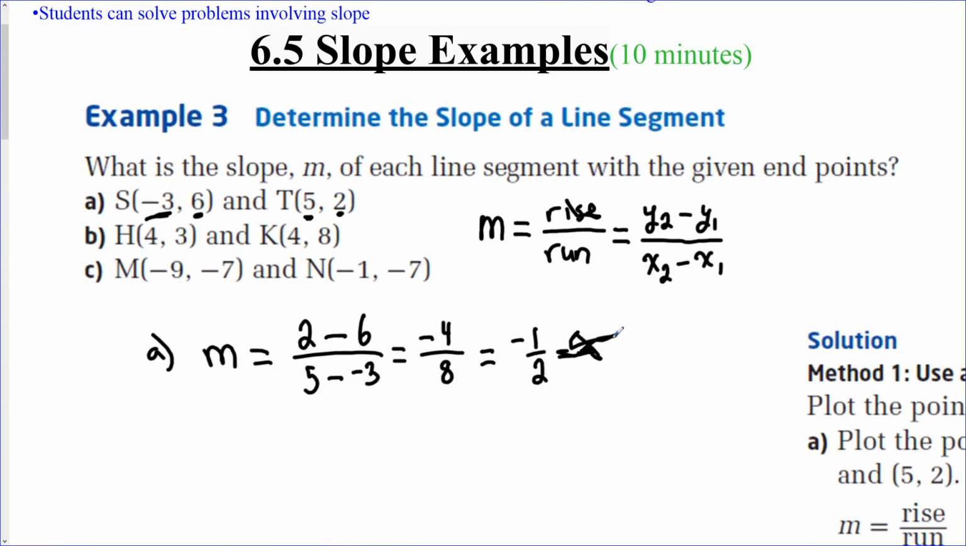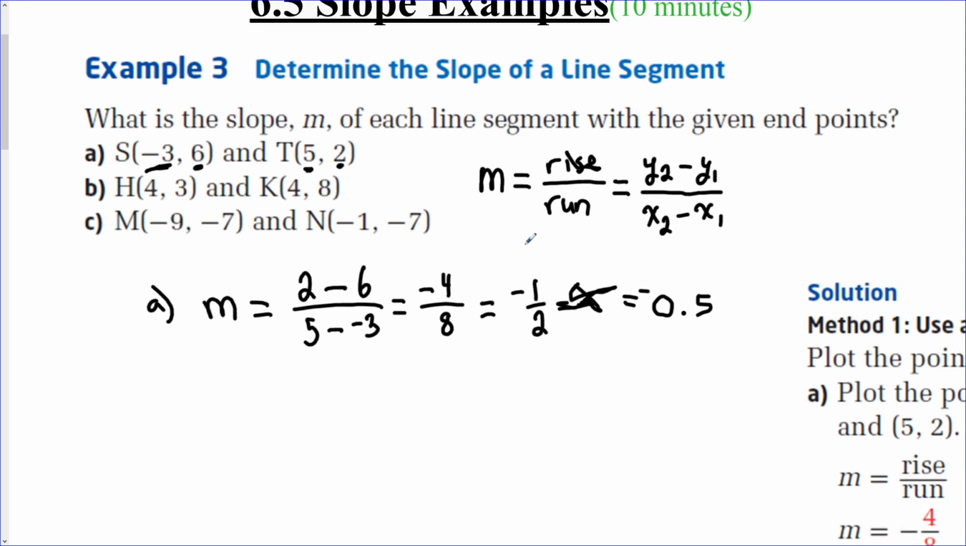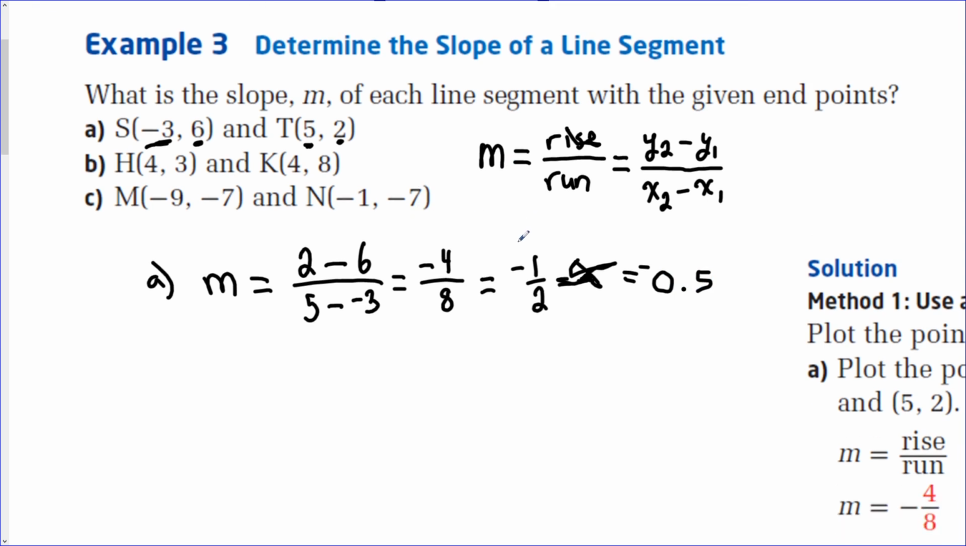Which is the same as negative 0.5. That's the answer for A. For B, we are going to do the same thing, and C as well. In the book, they have it going a different way. This is, I think, the simpler way. This is the only way I will be teaching. If you want to see a different way, check out the book.